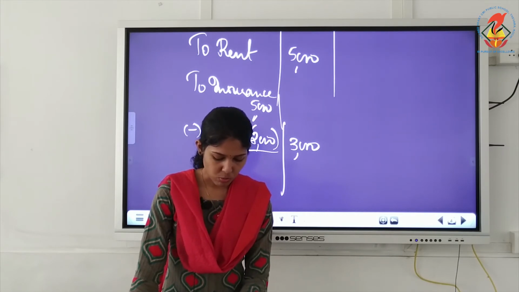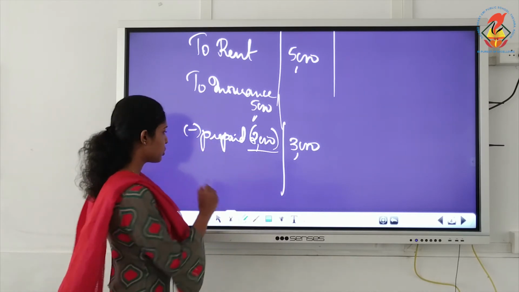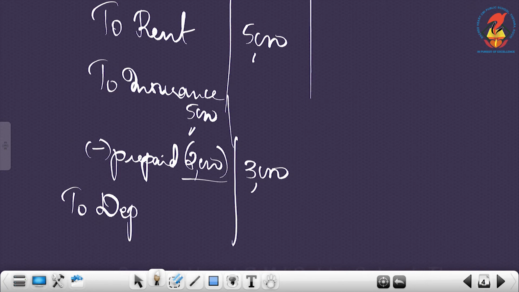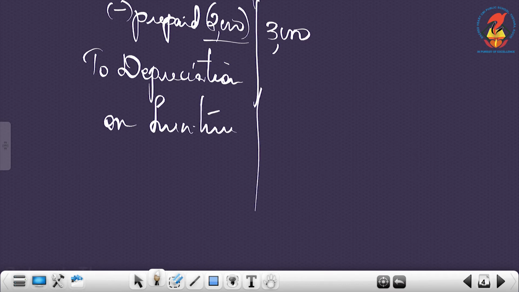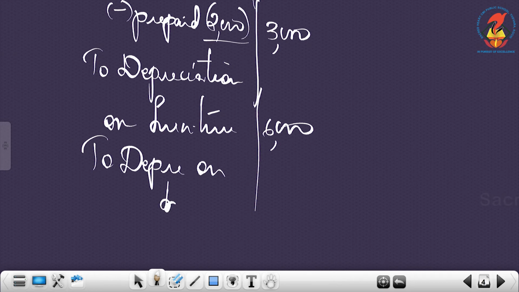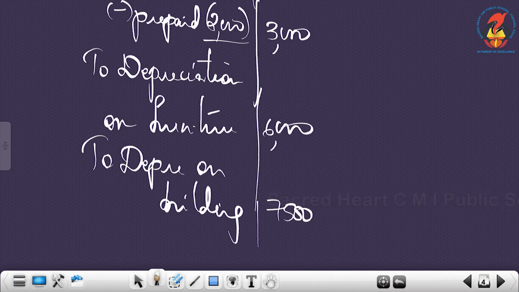Go through the adjustments once again. Salary we considered, insurance we considered, depreciation we have to do now. Once you finish the trial balance, always read the adjustments. To depreciation on, we have furniture and then building. Depreciation on furniture, it is 6,000, and to depreciation on building, the amount is 7,500, that is 1,50,000 into 5%.